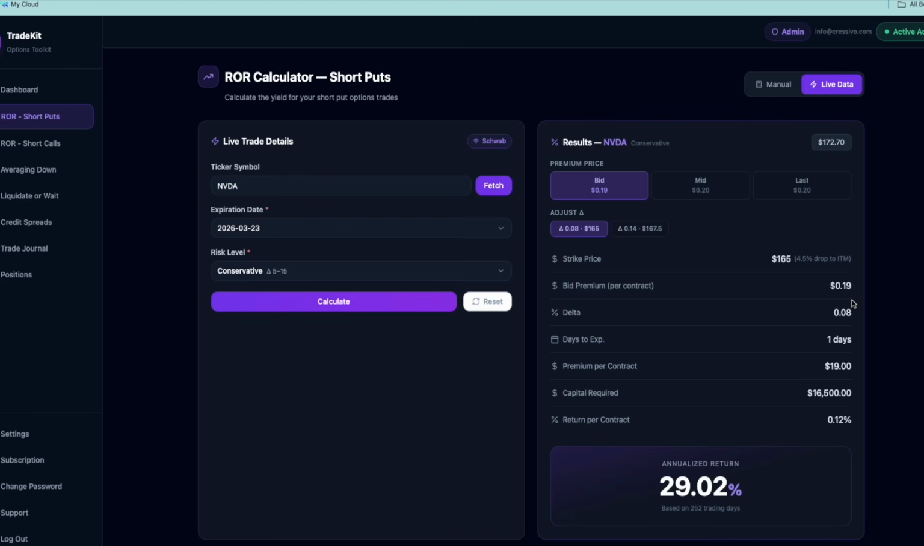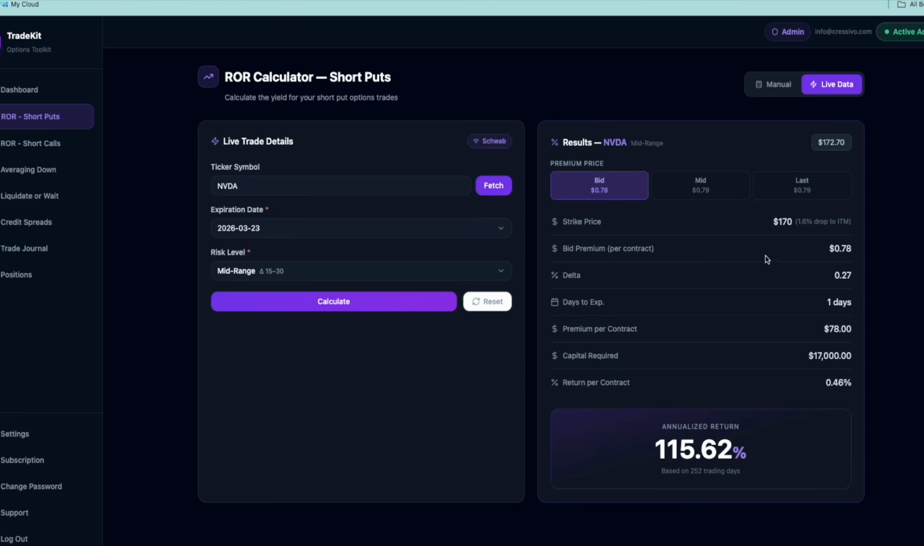Now, $19 is not a lot of money, so you might want to look at a different trade. Let's say we wanted to go a little bit closer to the money. Well, we would just click the mid-range risk level, and it pulls up some additional strike prices.